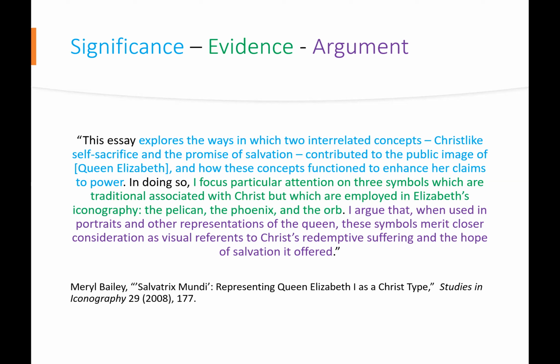So this is an example where the evidence is not necessarily a text, it's more these three symbols that they're going to dive into. But I think that's okay because they're showing the specific elements they're going to look at in order to prove and support this thesis. So getting into the thesis now, I argue that, so there's our construction. When used in portraits and other representations of the Queen, these symbols merit closer consideration as visual reference to Christ's redemptive suffering and the hope of salvation it offered.